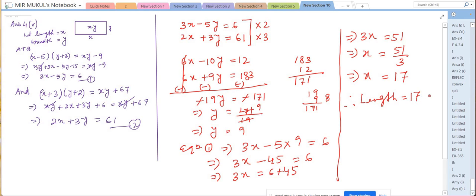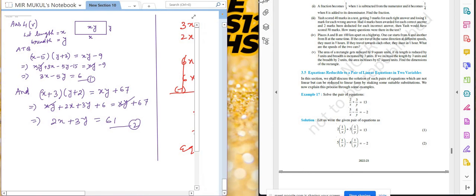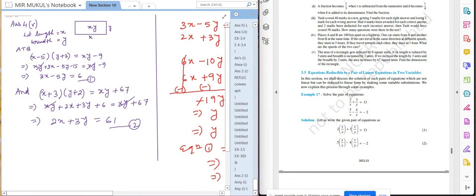Is the unit centimeter? Check. It is written square units for area. If a particular unit is mentioned, you will write it. If it is not mentioned, then you will not put it. So length is 17 units and breadth is 9 units. Check the answer. Yes, sir, just a minute.